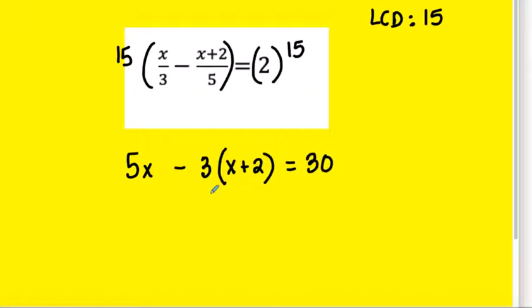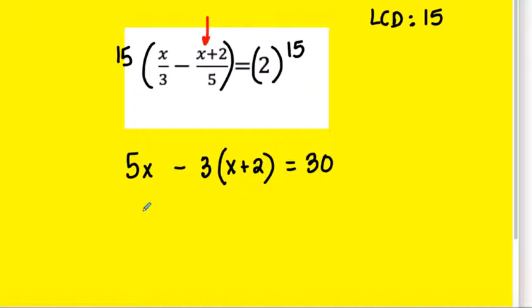Now, why did I do that? Well, because if I multiplied 3 times x plus 2 and I didn't put parentheses around it, I might forget that that 3 has to be multiplied to the entire quantity. Additionally, there's a subtraction sign in front of it, so I actually have to multiply a negative 3 through the x plus 2, that quantity. So I want to be really careful, especially right there.